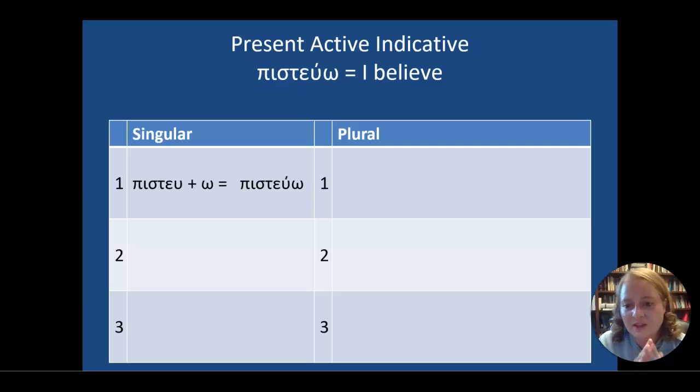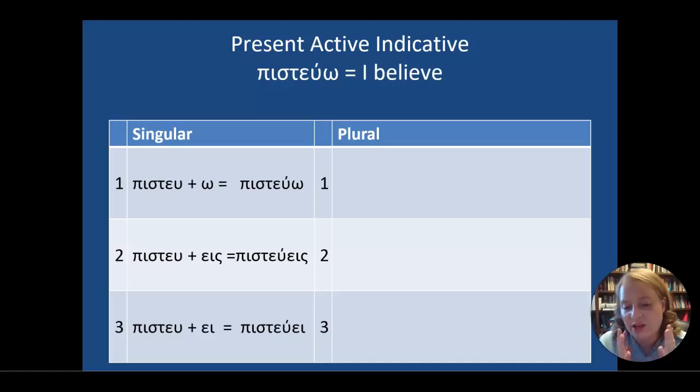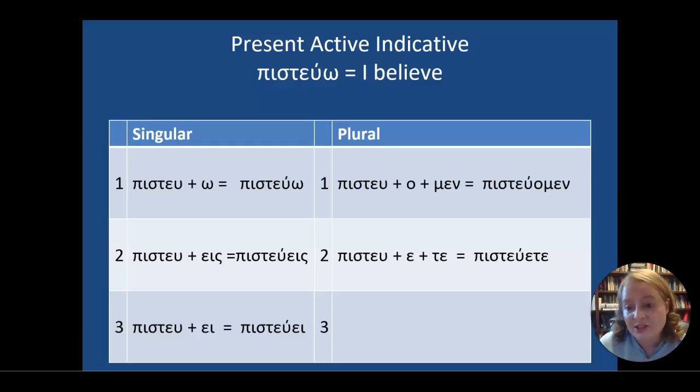It's the same thing. You get this word in your vocabulary, pisteuo, and you're going to add it together. So pisteuo is I believe. But if you add the second person singular ending, pisteueis is you believe. The third person ending, pisteuei, is he or she or it believes. That time you might need a clarifier of who the subject is. Pisteuomen is we believe. Pisteuete is y'all believe. And pisteuousi or pisteuousin is they believe.